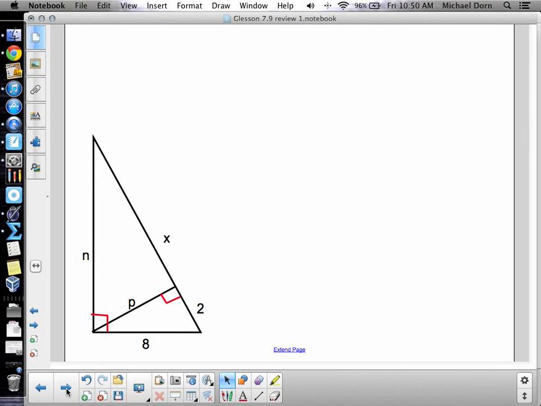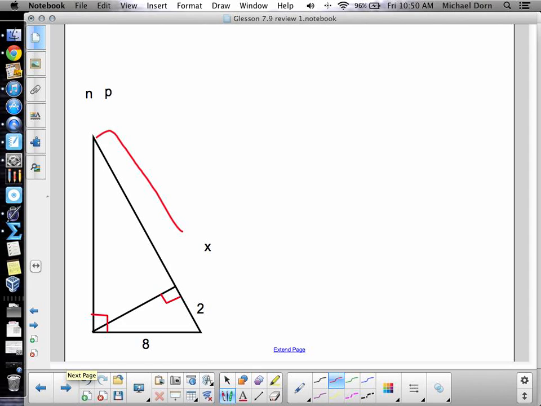How about this one? Let's solve for x. This is a tricky one. In fact, I'm going to make x the whole side. That'll make life a little bit easier. Let's make x the whole side. All right? I want you to take a minute and see what you can do with this.